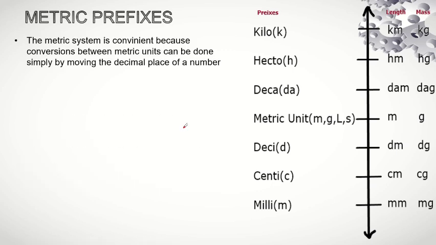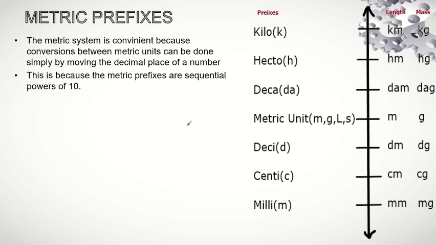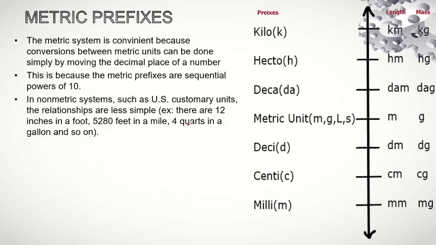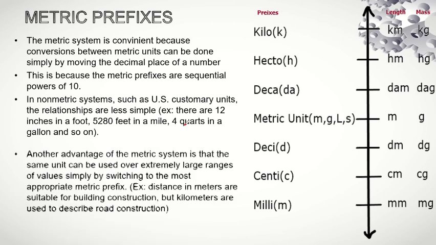Metric prefix says, the metric system is convenient because conversions between the metric units can be done simply by moving the decimal places in a number. This is because the metric prefixes are sequential powers of 10. In non-metric systems such as US customary units, the relationships are less simple. Example, there are 12 inches in a foot, 5,280 feet in a mile, 4 quarts in a gallon, and so on.